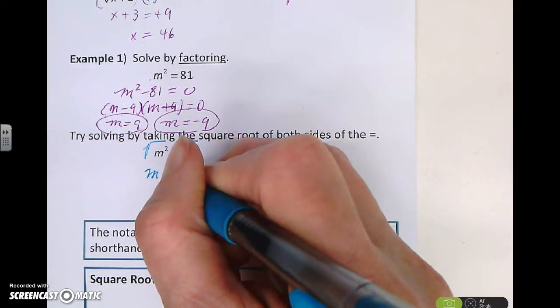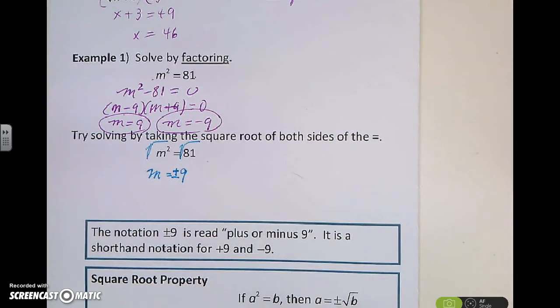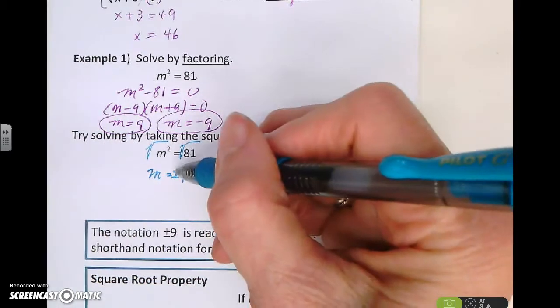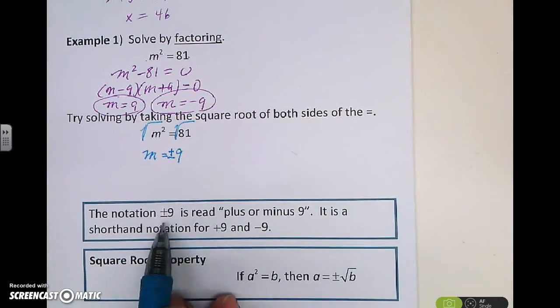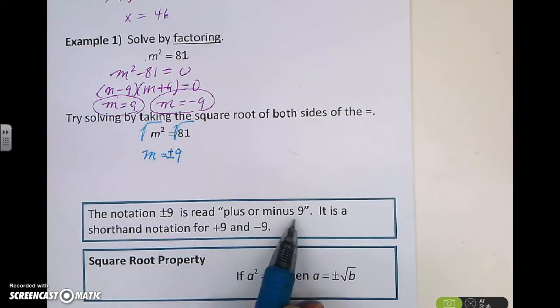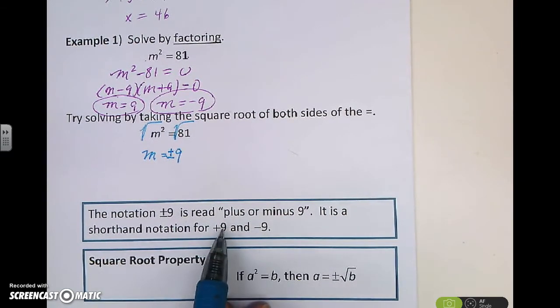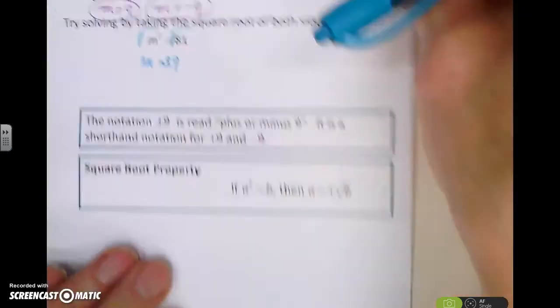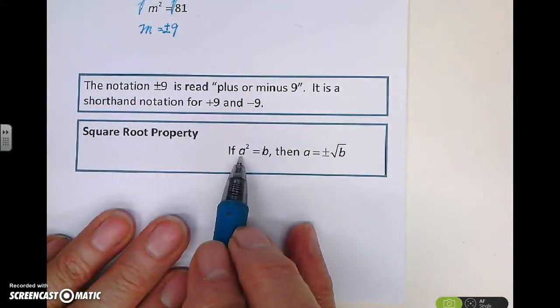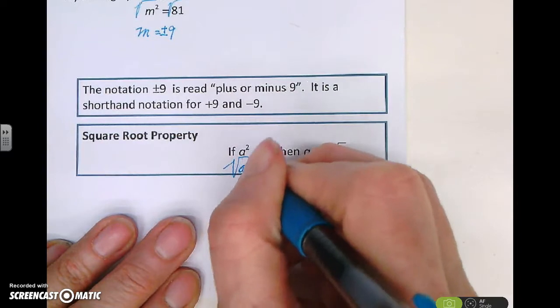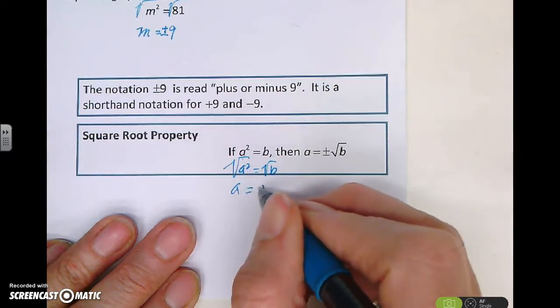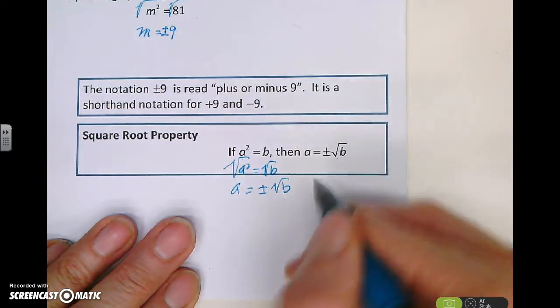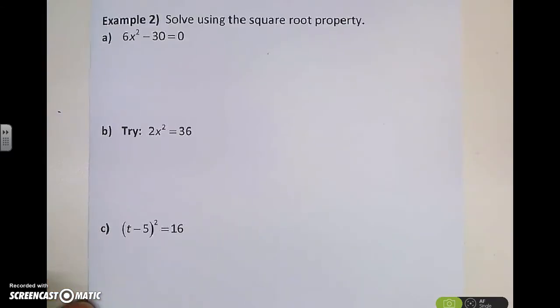So when I take the square root of both sides, in order to get both solutions, I'm going to have to put this symbol right here of a plus over a minus in front of it. So that notation, plus or minus 9, is shorthand notation for both plus 9 and negative 9 for my answers. All right, so just stating the square root property: if a squared is equal to b, we'll take the square root of both sides and get that a is equal to plus or minus the square root of b, which is written right there. So let's look at some examples.